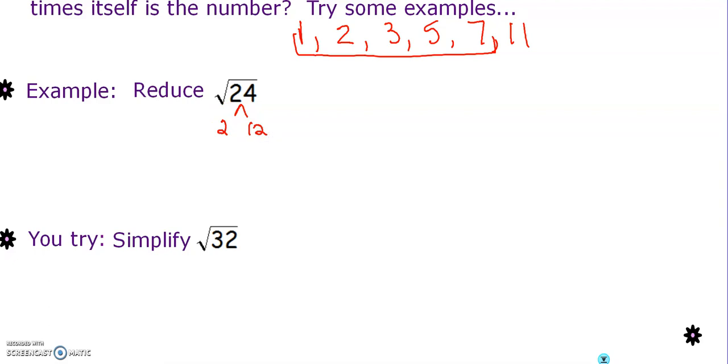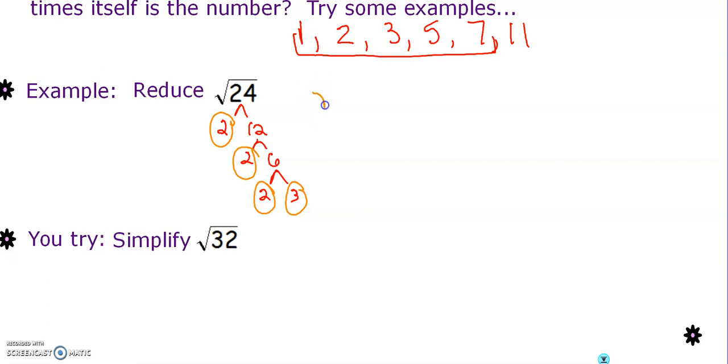Now I have to look at my numbers here. 2 is a prime number, but 12 is not. So that means I have to keep simplifying. 2 times 6. Okay, I know 2 is a prime number, but 6 is not. So I'm going to keep going. 2 times 3. Okay, all of those little numbers there are prime numbers. I'm going to go ahead and circle them in orange. These are all prime numbers.